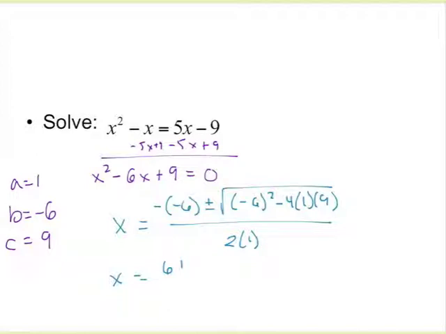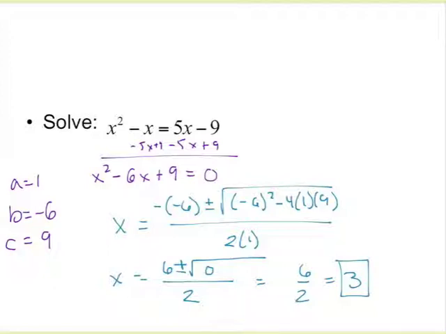Over 2. Then the square root of 0 is 0, so this really just turns into 6 over 2, and our answer is 3.